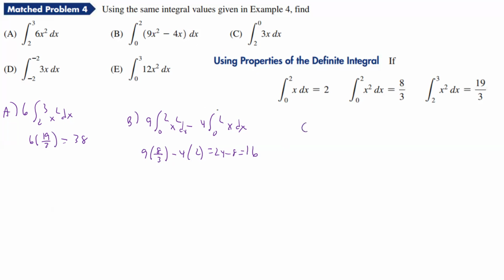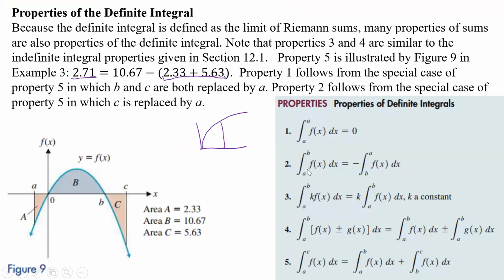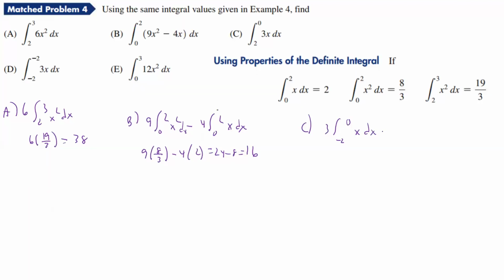What about C? All right, so we're going to pull out 3, and so minus 2 to 0 of x dx. Well, notice we're going from 0 to 2, and they're going from minus 2 to 0. So what we can do, if we remember over here, we switch those, and that becomes a negative. So that's equal to negative 3, now from 0 to 2, x dx. And that's going to be a negative 3 times 2, which is negative 6.